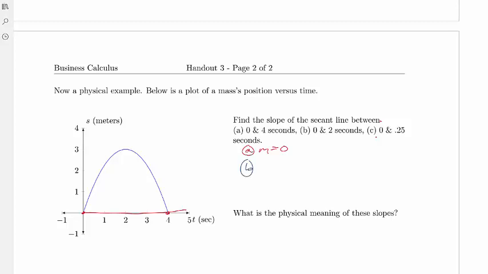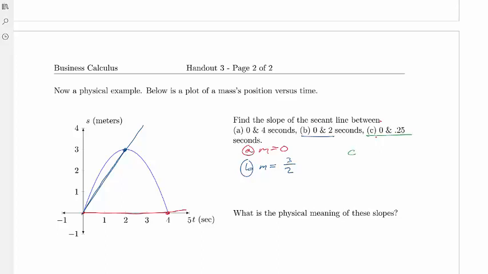Now we're looking between 0 and 2 seconds. So at 2 seconds, we're up here. We draw our secant line, and so it's kind of telling us a little bit more about what's going on in between those two instances in time. You calculate the slope. Looks like we run up 3, and we run over 2. So positive slope of 3/2. That looks more like what's going on with that picture, but let's do the next one.